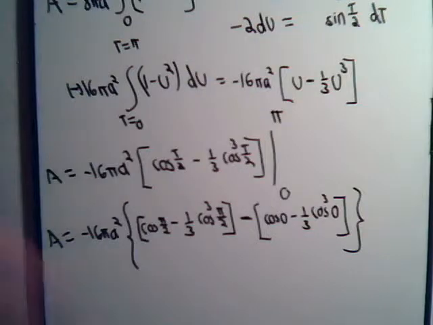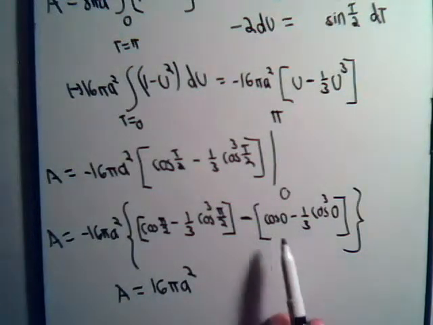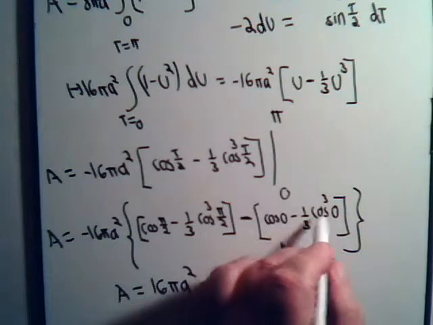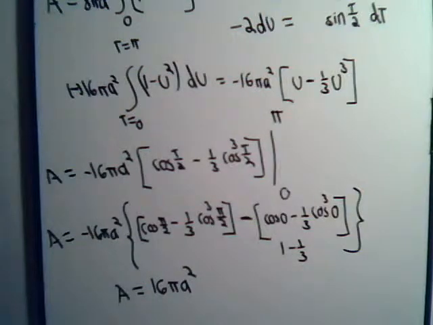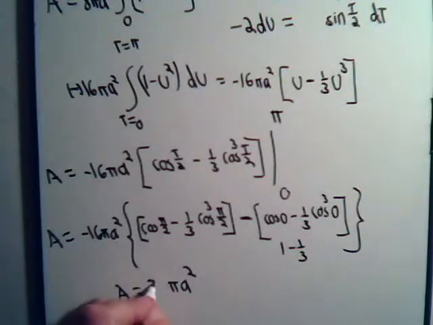Multiply those together, that's going to be a equals plus 16 pi a squared. And the cosine of 0, that's 1. And then that's 1. 1 cubed is 1. 1 minus 1/3, that's 2/3. So this would be this times 2/3. That would be 32 over 3. And that would be our area.